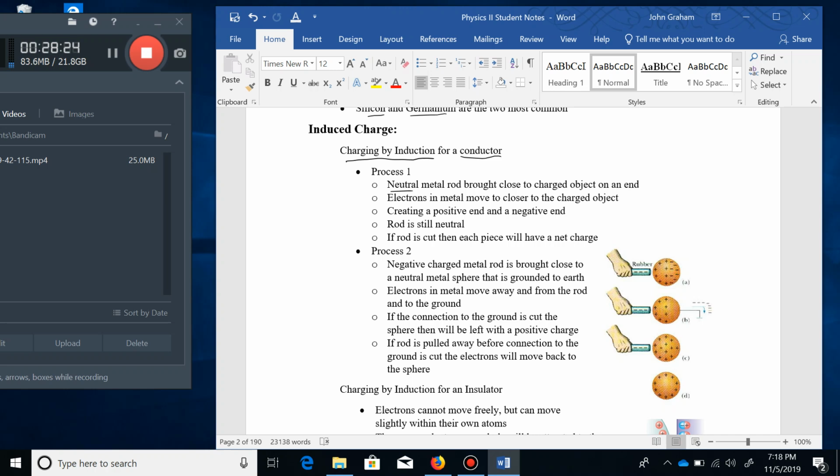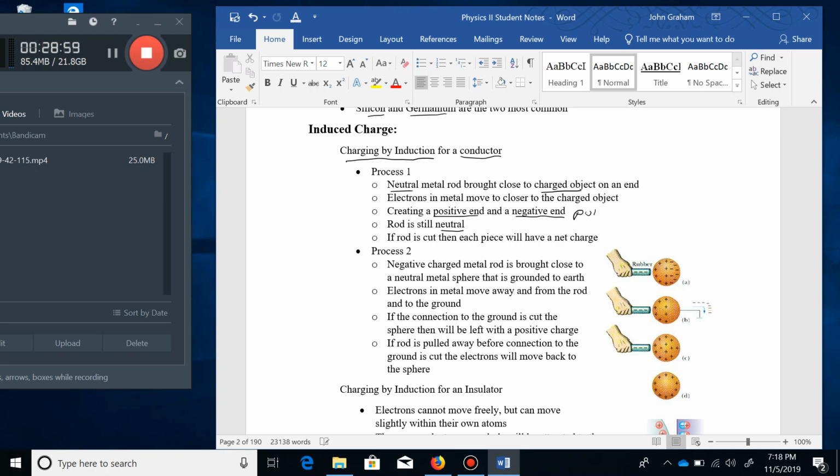Anyways, okay, so we start with a neutral metal rod. We bring it close to a charged object. The electrons in the metal rod will move closer to the charged object, since this object is charged positively. And so this is going to create a positive end on the metal rod and a negative end on the metal rod. And so your rod is still neutral, but it's polar.